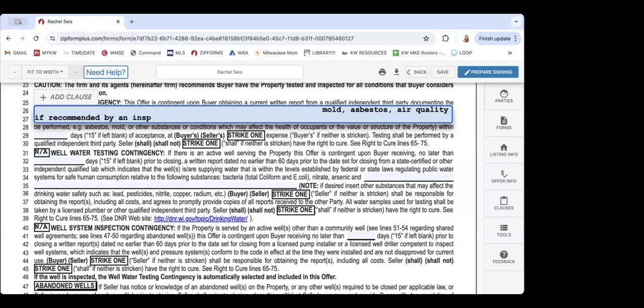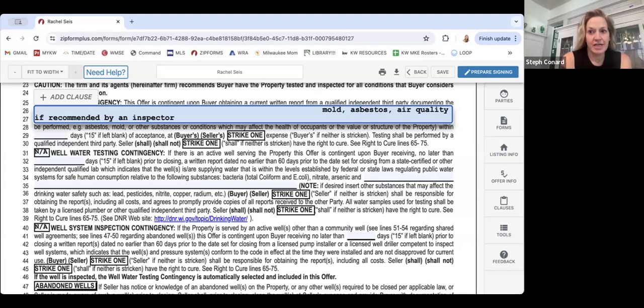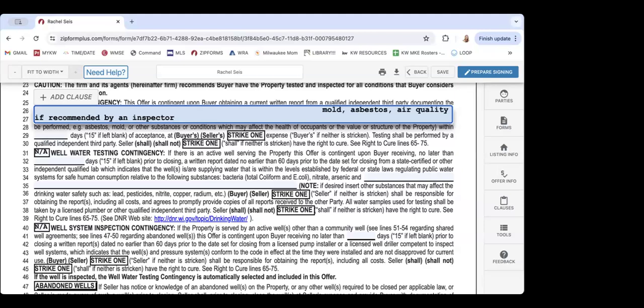Steph, I just received an offer with that line saying a blanket statement like anything recommended by inspector. Which is technically incorrect. It's too open-ended. It has to be more specific. Yes. Okay.